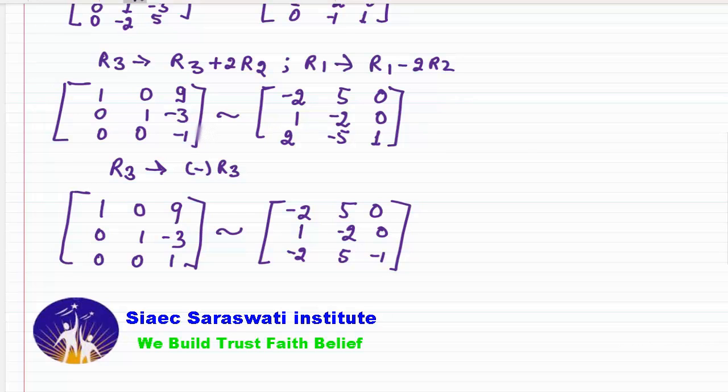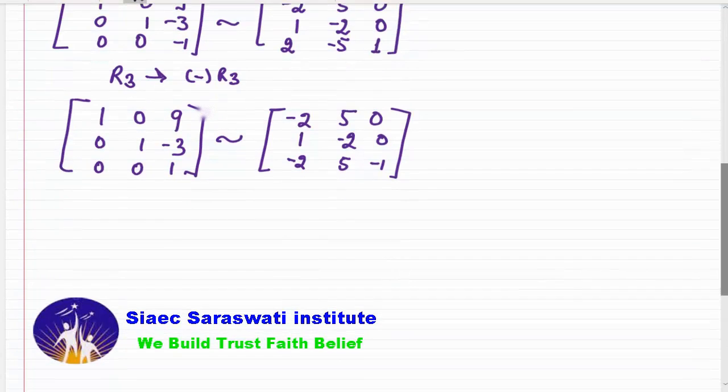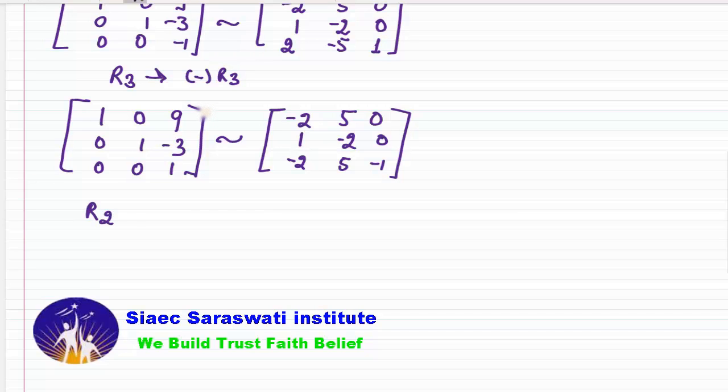Okay, so now the next target is that the elements above the third row third column element must be 0. For it the property will be R2 plus 3 times R3, and for R1, that will be R1 minus 9 times R3. So it will become the identity matrix.